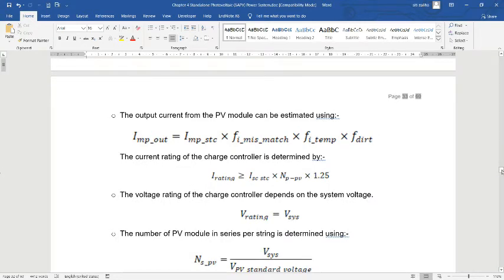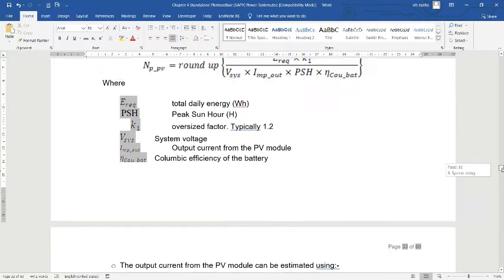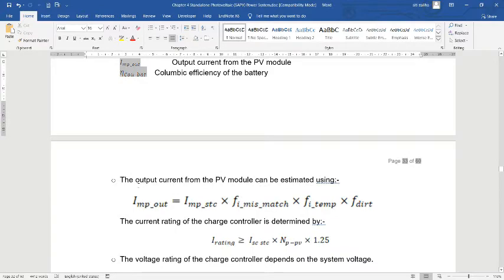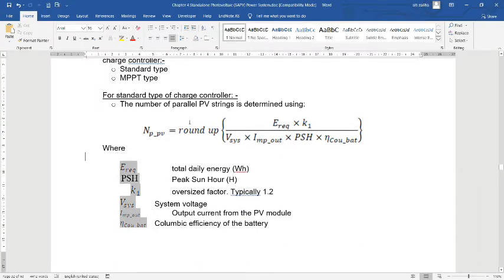So when you calculate your NPP, then you calculate your NPPV. First, you need to calculate IMP out, and then you can find the NPPV. So this is NP out here, the NP to find the NPPV.